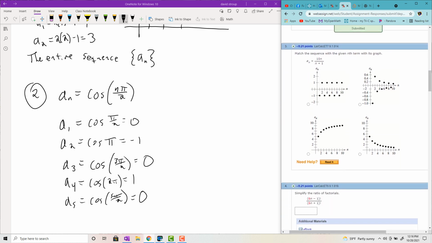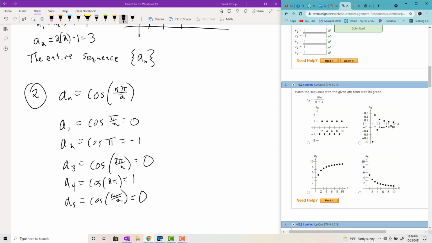All right, for number 3, they just want you to plot the points. Hopefully that's pretty simple.